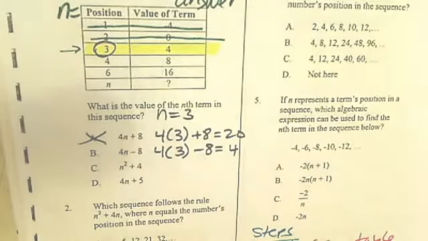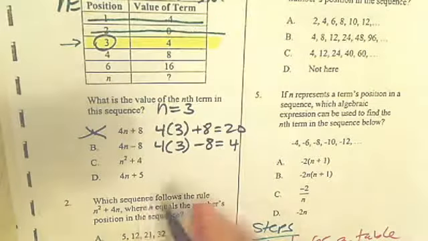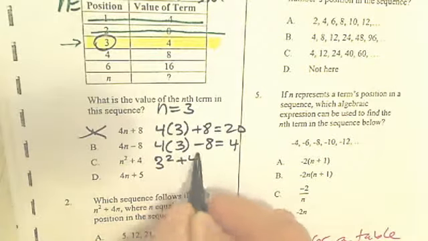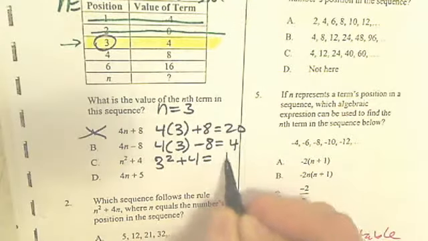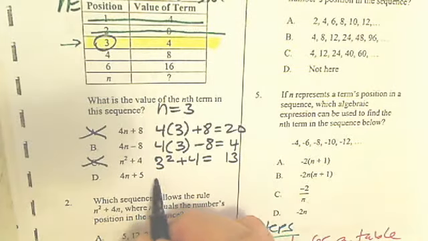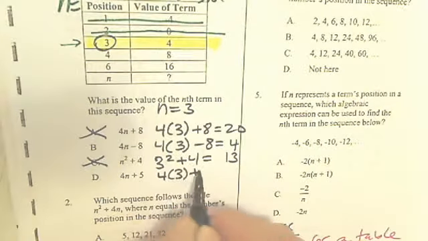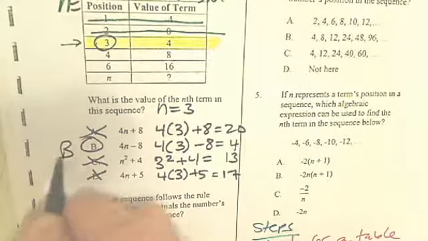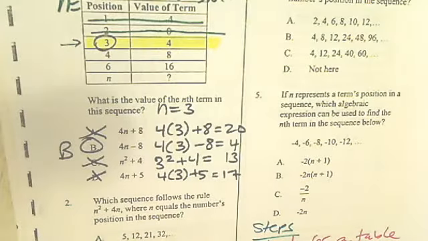Let's make sure the other ones do not work. Don't just write it in yet. N squared plus 4. 3 squared plus 4. 9 plus 4 is 13. Can't be C. Let's make sure D doesn't work. 4 times 3 plus 5. That's 17. That does not work. So it must be B. Okay, it's B as in boy.